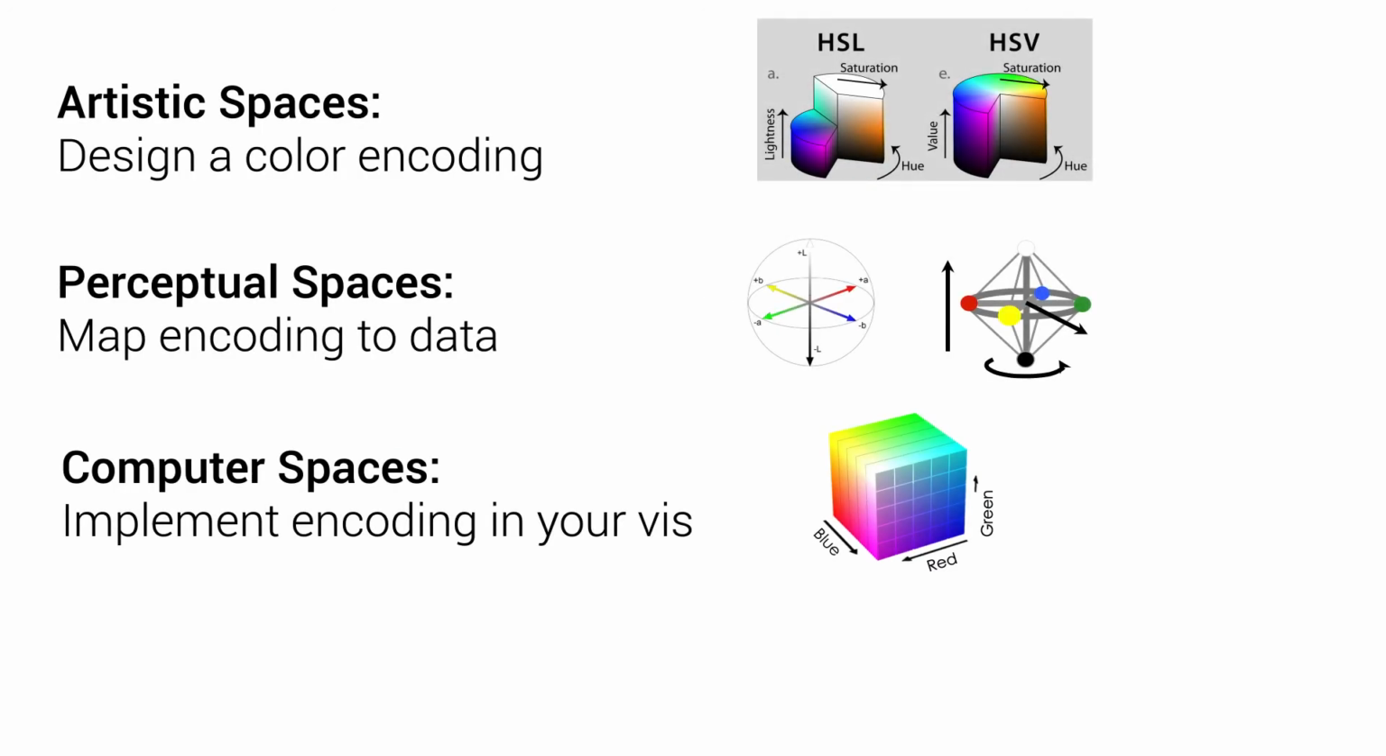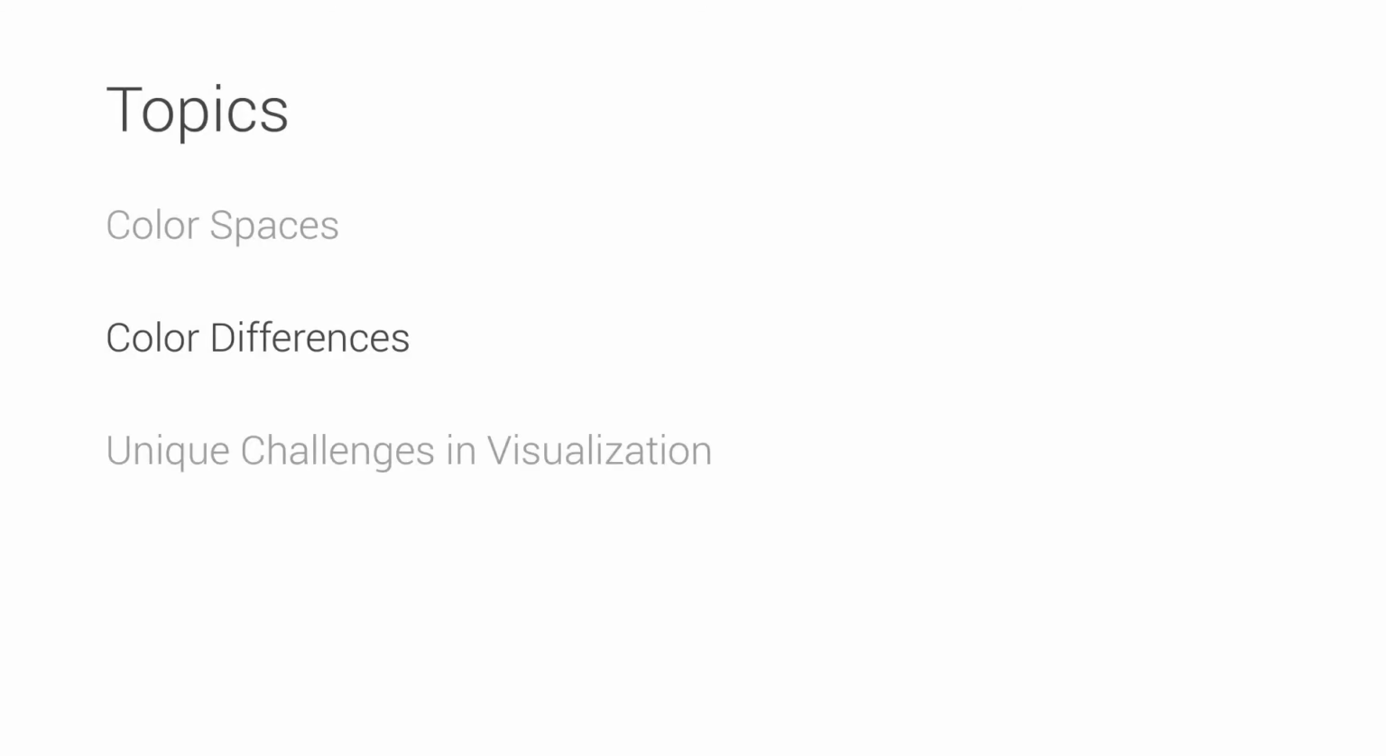So to summarize our discussion of color spaces, we often will use artistic spaces such as HSL or HSV to design a color encoding because these are intuitive ways for humans to reason about color. We can then interpolate these colors using perceptual spaces. These spaces will allow us to match the perceived difference to our data differences. As I mentioned, a key idea behind discriminability is that the differences between two colors are meaningful.